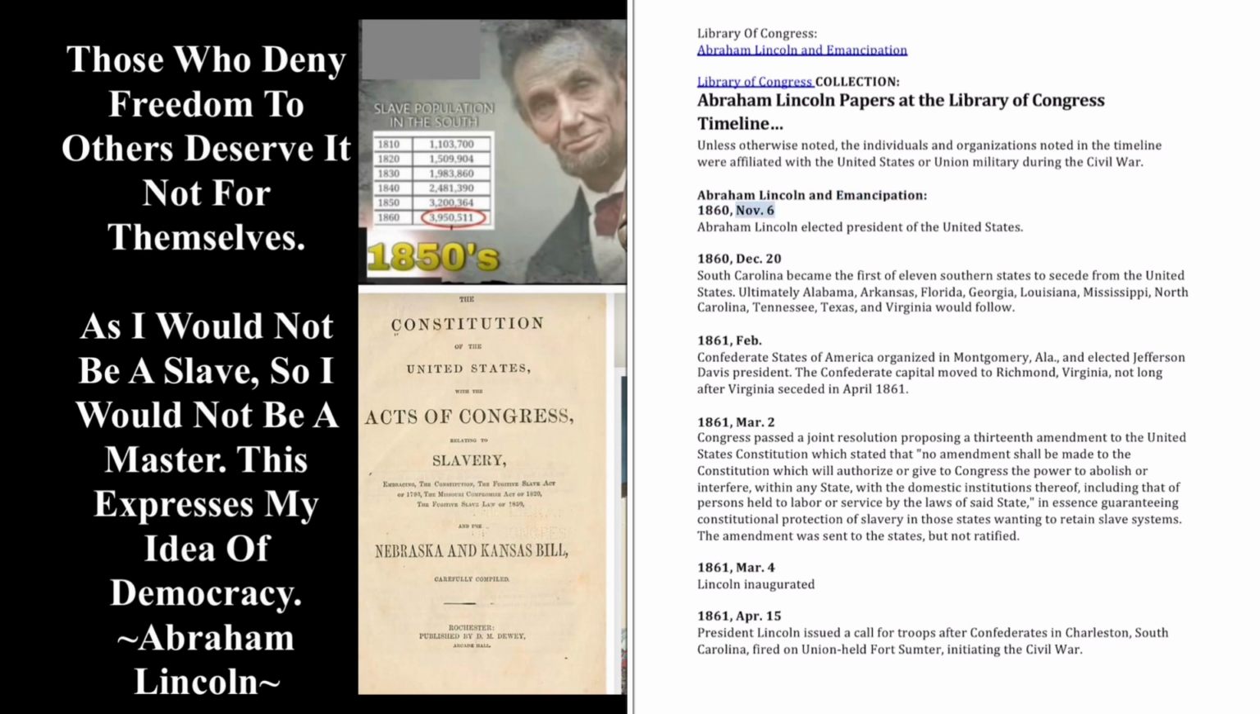1860, November 6. Abraham Lincoln elected President of the United States. 1860, December 20th. South Carolina became the first of 11 southern states to secede from the United States. Ultimately Alabama, Arkansas, Florida, Georgia, Louisiana, Mississippi, North Carolina, Tennessee, Texas, and Virginia would follow.